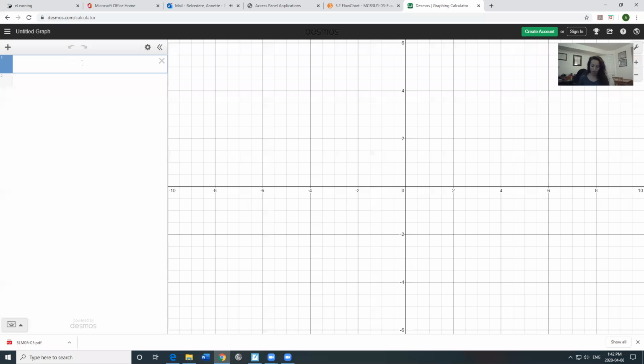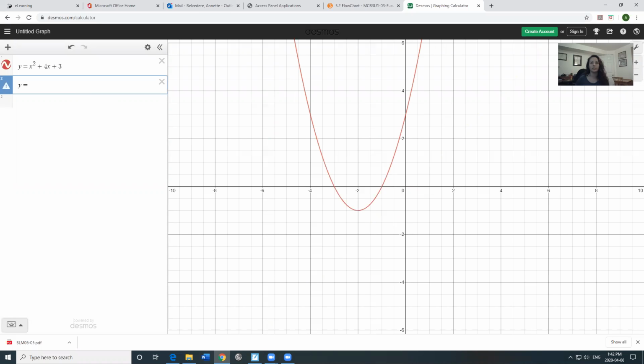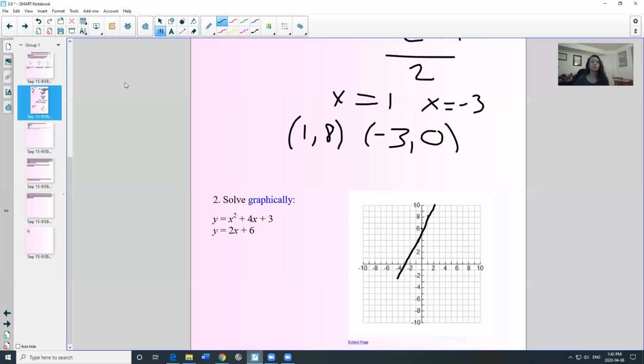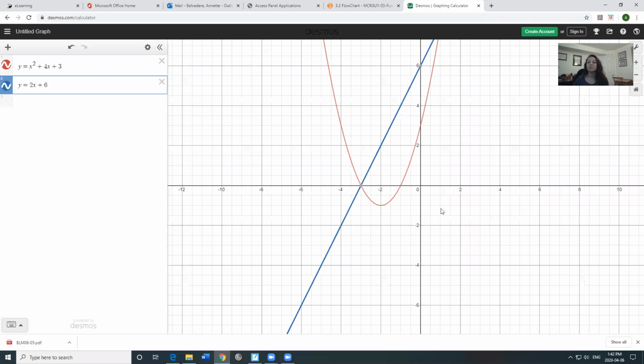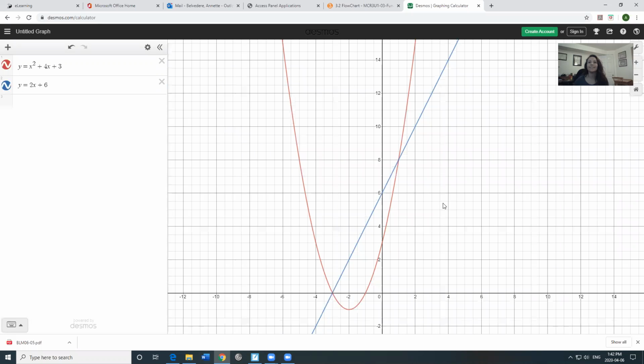So y equals x squared plus 4x plus 3. Did that come out? There it is. Beautiful quadratic. And we're going to graph our straight line. Y equals, oh, old age. What was our equation? 2x plus 6. Y equals 2x plus 6. There it is.